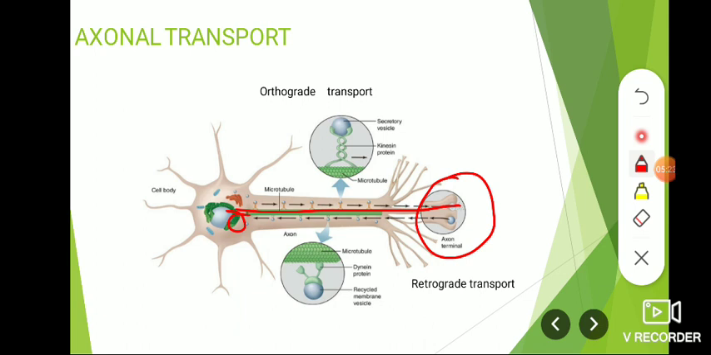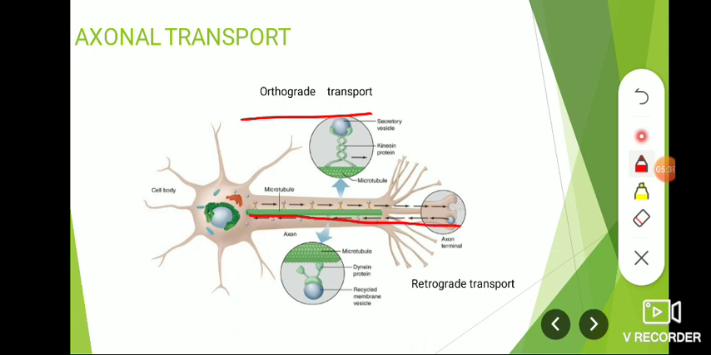So the vesicles, which are filled with the neurotransmitters, are coming towards the end and releasing them at the ending. This is called orthograde transport. Once the transmitter is released, the remaining material or excess vesicles go back towards the cell body for recycling. It is called retrograde transport. So in the axon, transport takes place in both directions, away from the nerve cell body and towards the cell body.